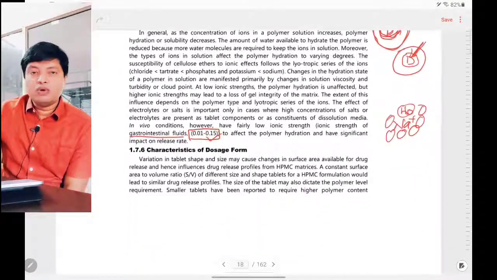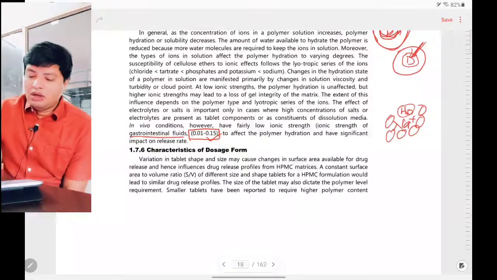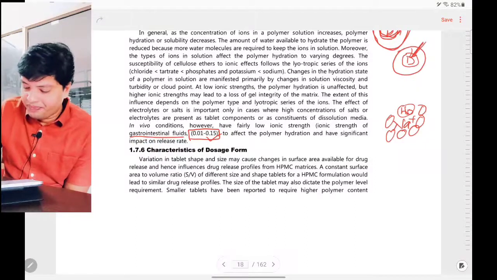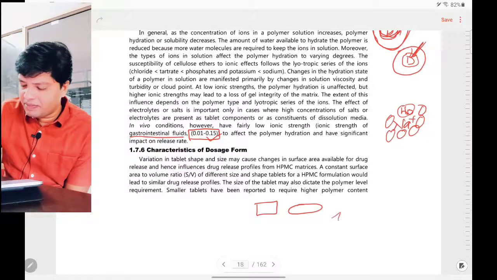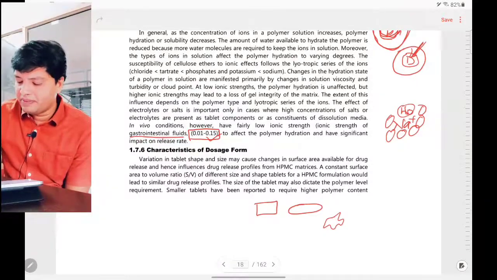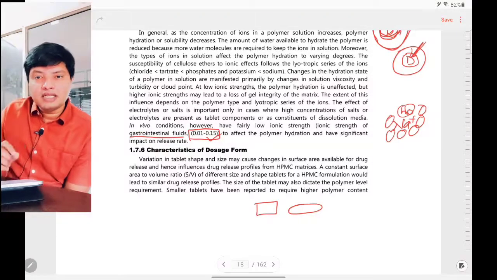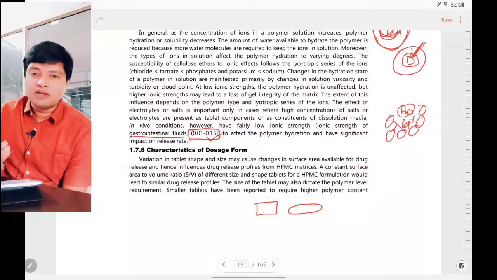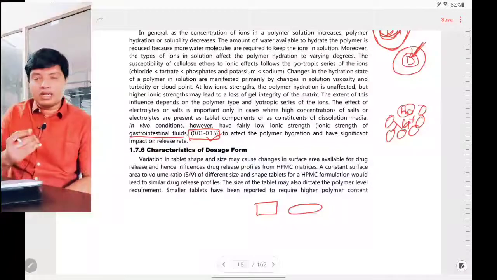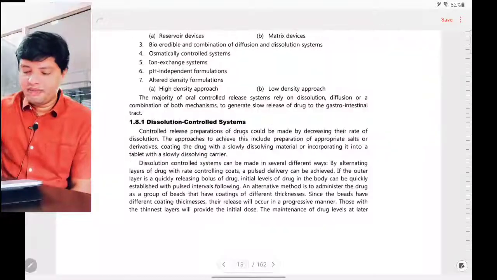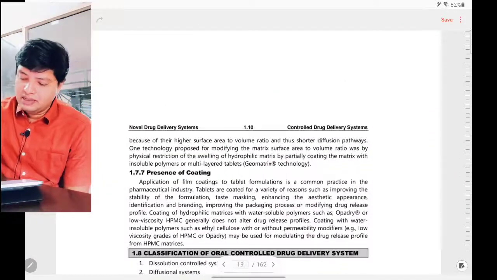Next is characteristics of dosage form. Now the shape of the tablet also matters. We have tablets like this, we have different shapes, star shape and so on. So design the shape in such a way that there will be more surface area. If the surface area of the tablet is more, there will be more interaction of water molecules with the tablet, and there will be perfect release, no change in the release.